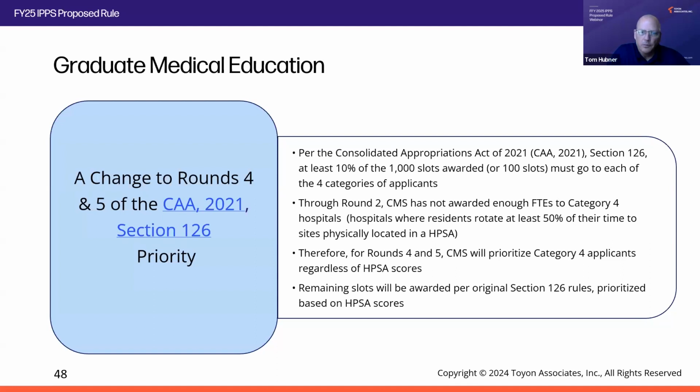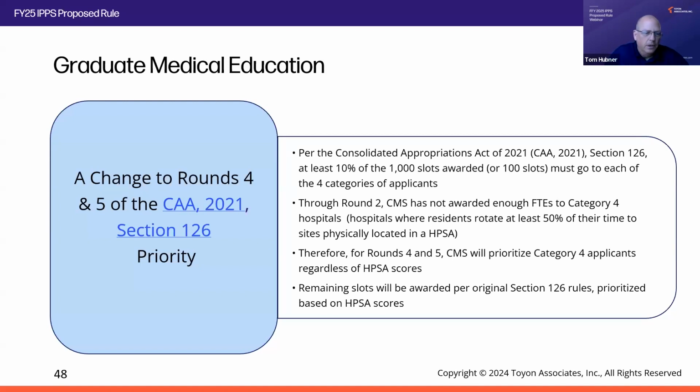And through the first 2 rounds, which are complete now, the CMS has found that they're not really close to meeting that requirement for category 4, which is hospitals that operate programs that are physically located in HPSAs. They've only allocated maybe 15 or so FTEs to those category 4 applicants. So for the final 2 rounds, for round 4 and 5, they're going to prioritize that category. I assume the way they're going to do it is they're going to do that until they get up to the required 100 slots. And then from that point on, they'll go back to the regular rules for distributing the FTEs under 126. So it's really just a change to the priority for that rule, with the relatively small impact that that rule has.